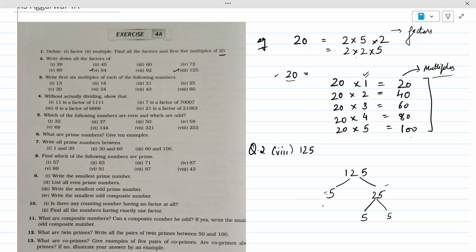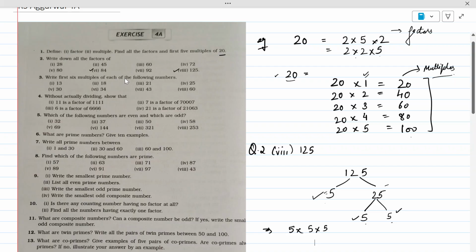This 5 cannot be broken down now because it's a prime number. Similarly, this 25 can be broken into its factors, which are 5 and 5 again, and these two fives can again not be broken down further. So what we can see here is, what are the factors? They are this 5, this 5 and this 5, the ones at the ends. We have to write them all. Okay, this is done. Now let us move to question number 3.